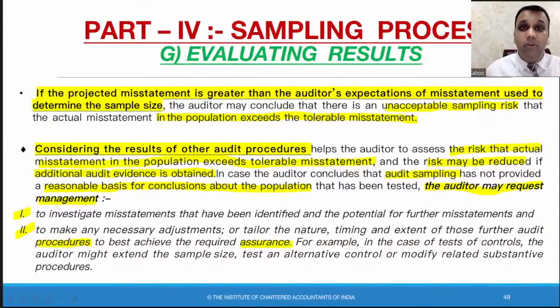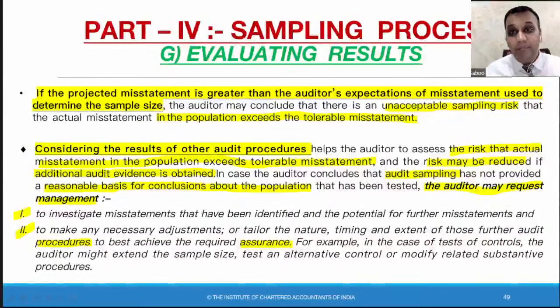He may find that sampling was ineffective. So he'll do other audit procedures and will ask the management, whatever misstatements have been found by the sampling technique, please identify them and look for other misstatements. And I'll make adjustments to the nature, time, and extent of my audit procedures. So this is how the auditor will evaluate the results.